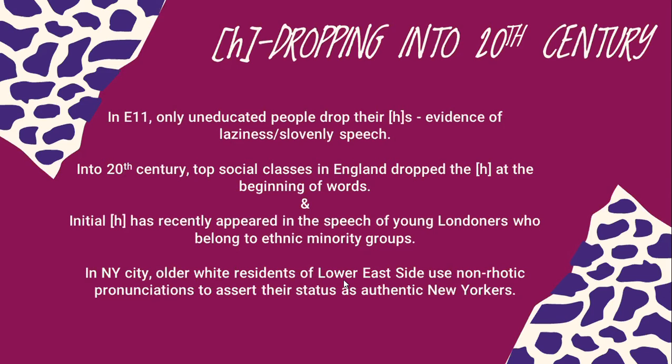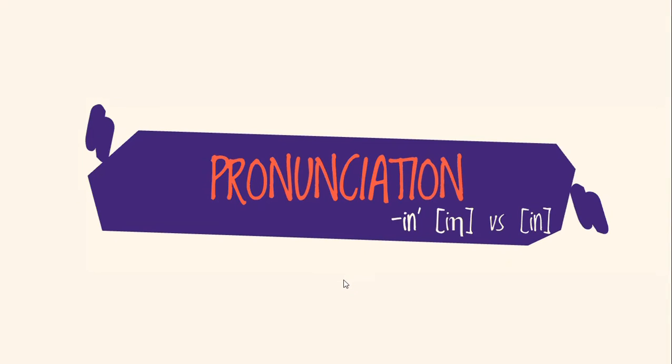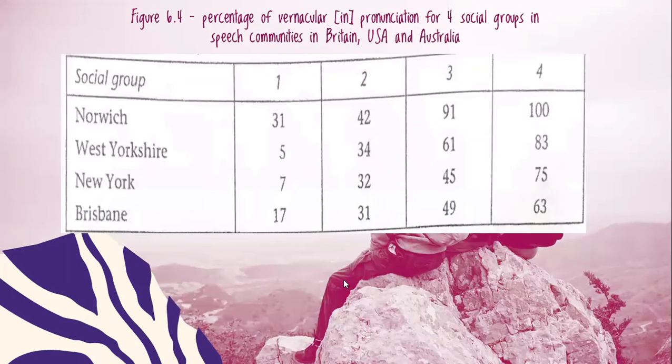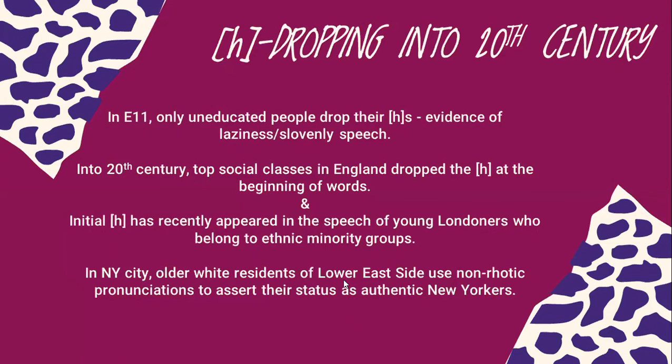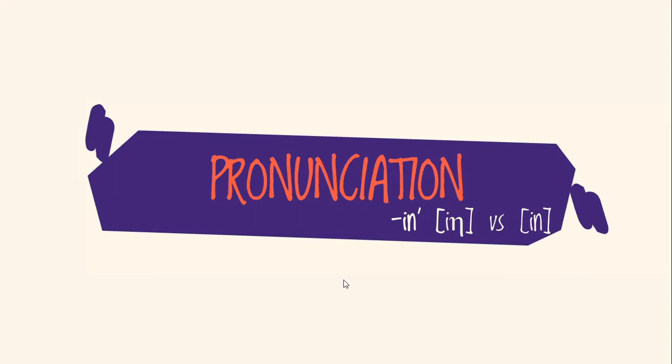If you look at figure 6.5, it is the post-vocalic R. People from New York, if they are from the lower class, which is number 1, and so on. Actually, I have the slide for that post-vocalic R pronunciation. Are you going to explain that afterwards? Yes, I have that on our slides.